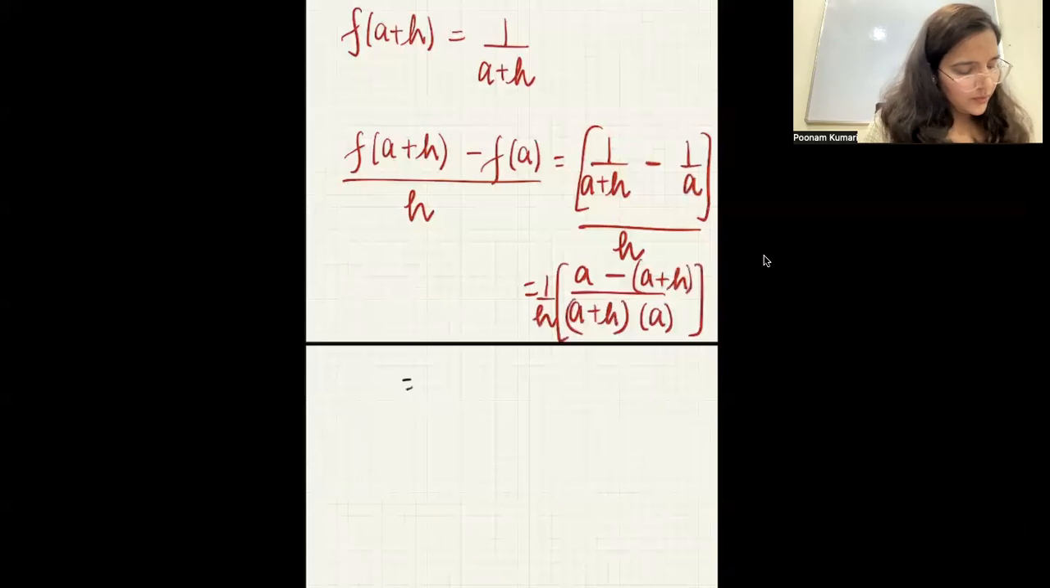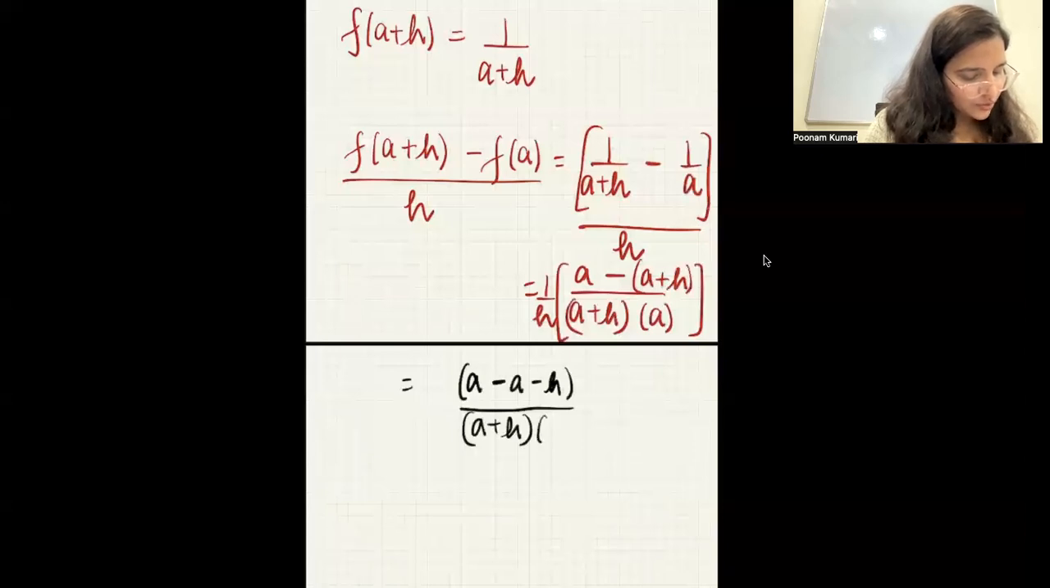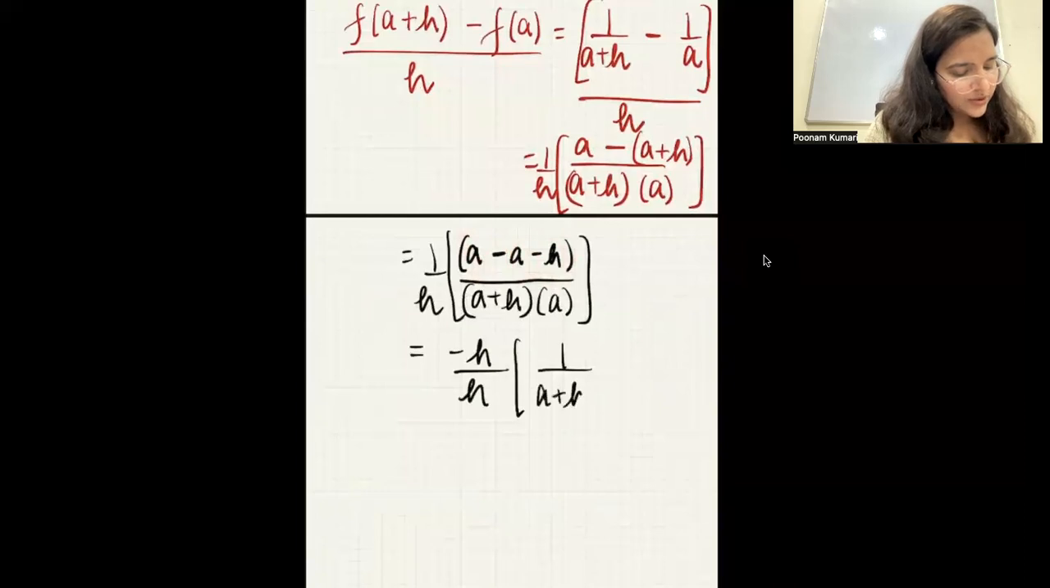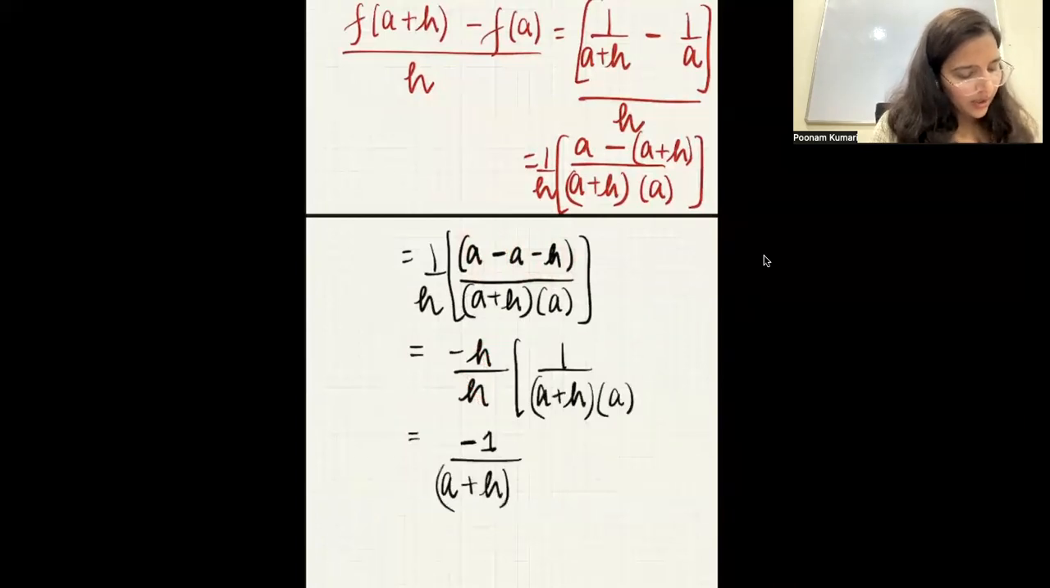Okay, so what do I have finally? A minus h, this is what I have divided by a plus h into a, and then in front I also have a 1 by h. Okay, now what will we do? A and A get cancelled, so these two get cancelled and I have minus h in front, right? So minus h divided by h. And then below, what do I have? A plus h into a, right? So we know h is not equal to 0, then I can cancel these two out. So what will I be left with? I will have minus 1 divided by a plus h and then a, right?